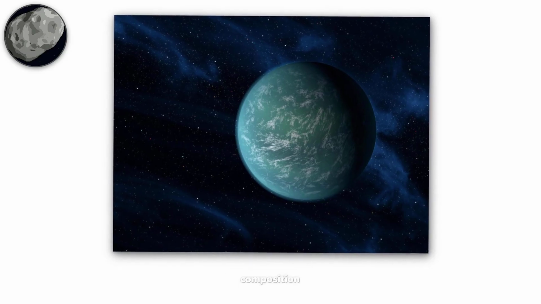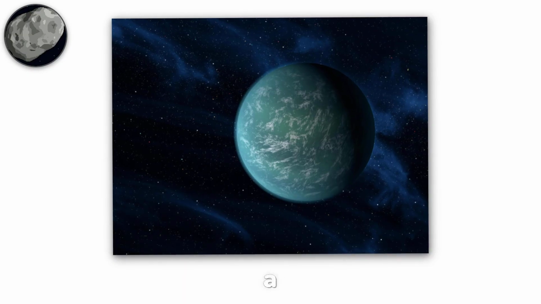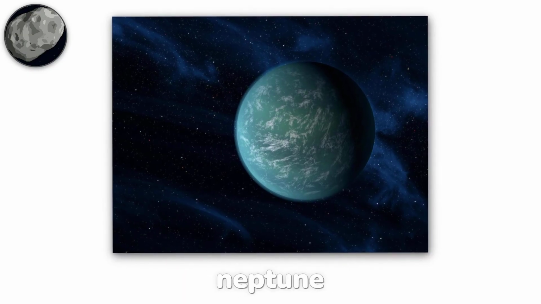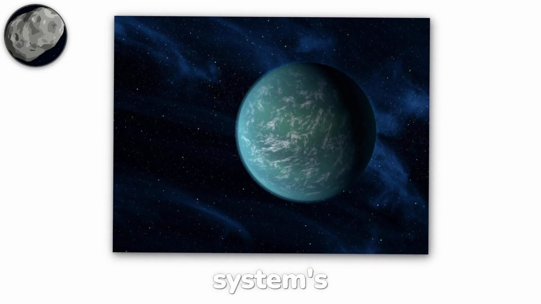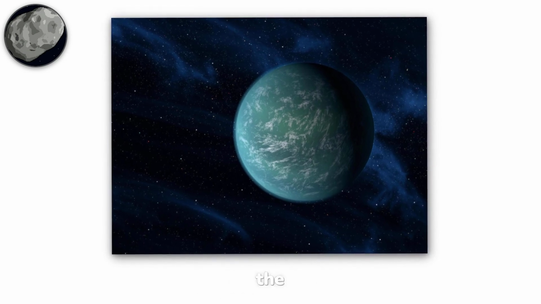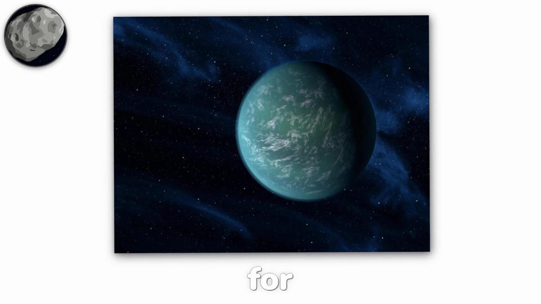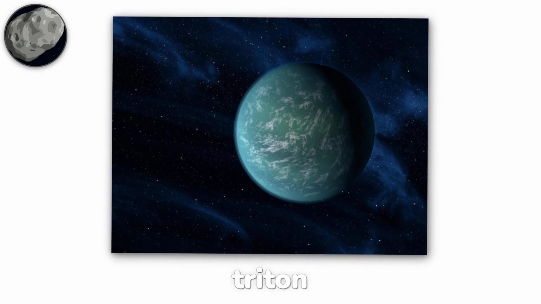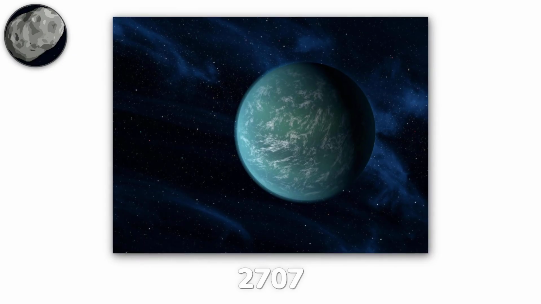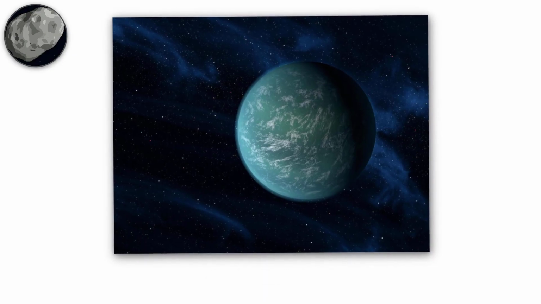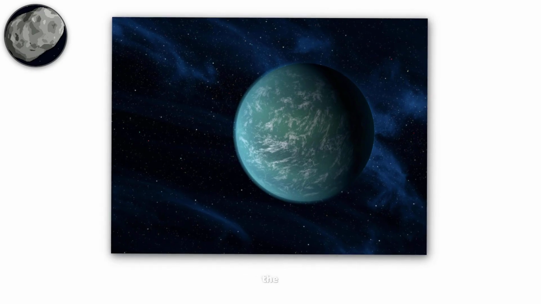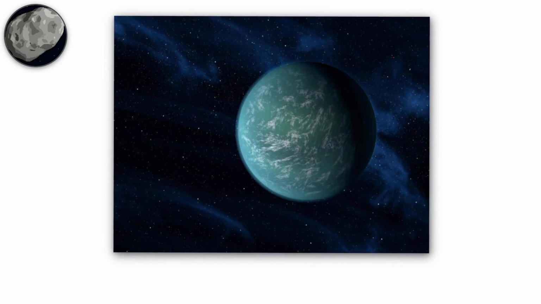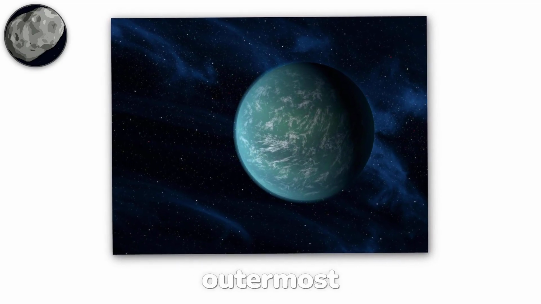Its size, composition, and the fact that it was likely a Kuiper Belt object captured by Neptune during the early solar system's period of dynamical chaos was the most widely accepted explanation for how a body as large as Triton, approximately 2,707 kilometers in diameter and the seventh largest moon in the solar system, had ended up in a retrograde orbit around the outermost ice giant.